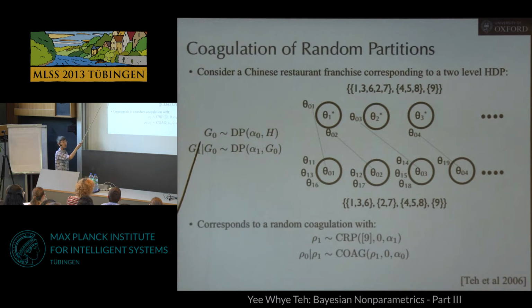Okay? But G0 in itself is a Dirichlet process, so we can describe these 4 independent draws from G0 using a Chinese restaurant process as well, where the draws correspond to customers in that restaurant. So in this case, these 2 customers may sit at the same table, and this customer may sit on its own table, and this customer on its own table. Okay? And basically, you can think of this exactly as taking a partition like this and coagulating these 2 subsets into a larger cluster. Okay? So basically, the Chinese restaurant franchise construction here corresponds to a random coagulation.